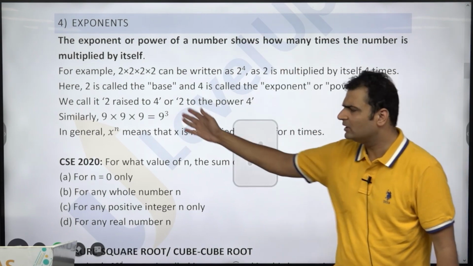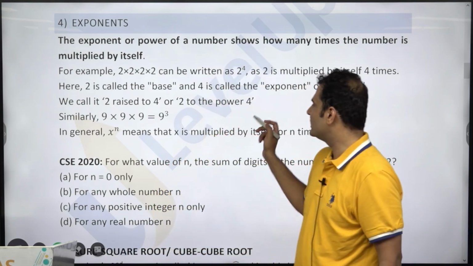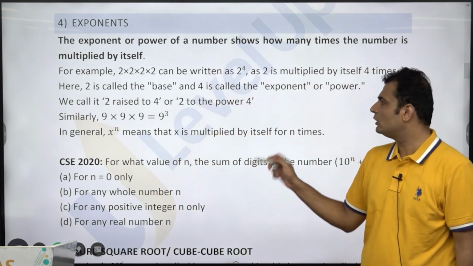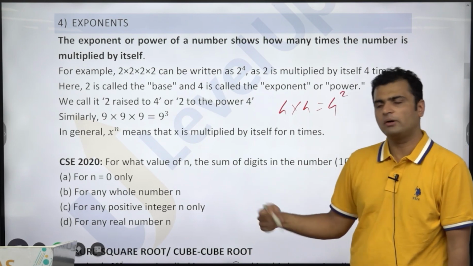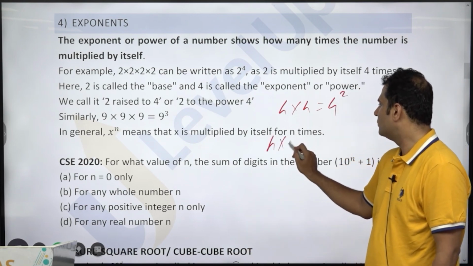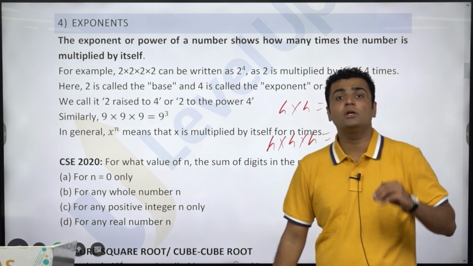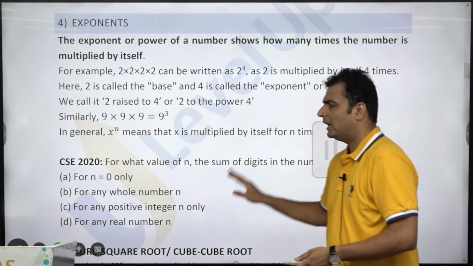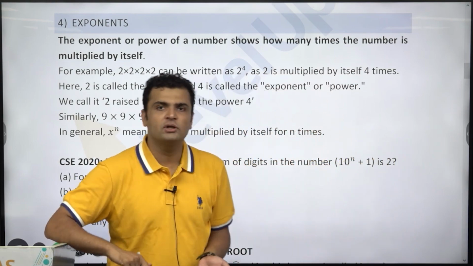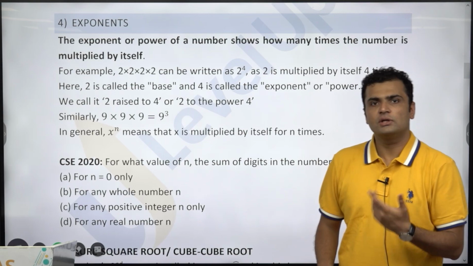Power 2 and power 3 also have specific names. We call them squares and cubes. Square means the same number multiplied 2 times. So 4 into 4 is 4 square or 4 to the power 2. And 4 into 4 into 4 would be 4 to the power 3 or 4 cube. And as I said yesterday, you should remember squares up to 30 and cubes up to 15. That would serve you well.